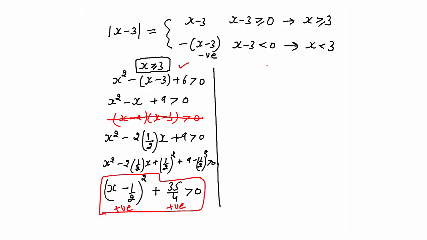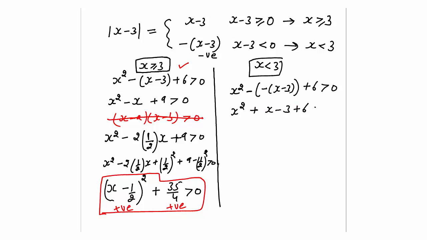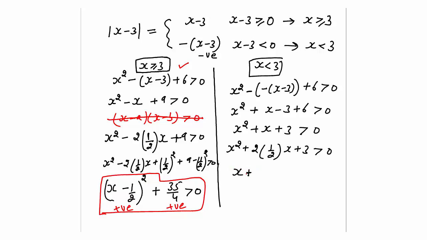Now take the second condition when x is less than 3. I am taking x less than 3. Now the mod will open like this. x square minus of mod value will be minus of x minus 3 plus 6. This is greater than 0. If we solve this, x square plus x minus 3 plus 6 is greater than 0. This is x square plus x plus 3 greater than 0. Again we'll make a perfect square. x square plus 2 into half, multiplied and divided by 2, into x plus 3 greater than 0. Again you will add half square and subtract half square. So this will become, I'm just writing a shortcut way, x plus half whole square plus 3 minus 1 by 4, that is 11 by 4. This is greater than 0.